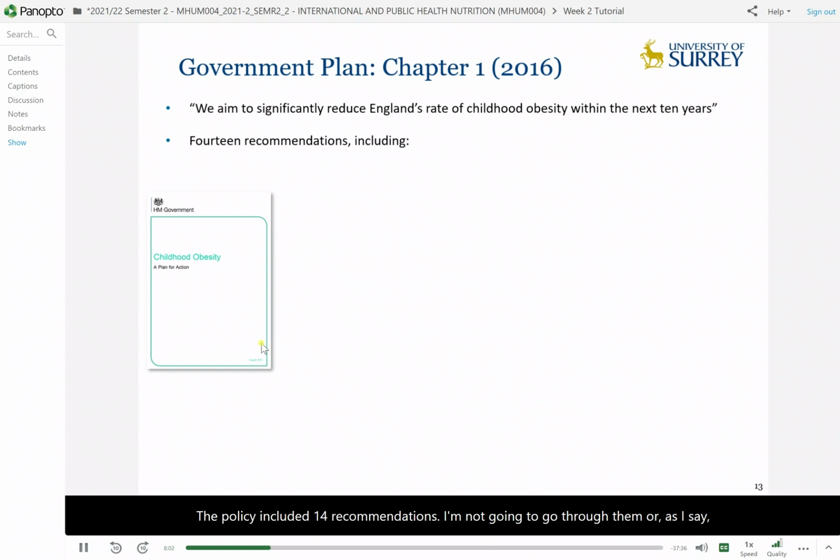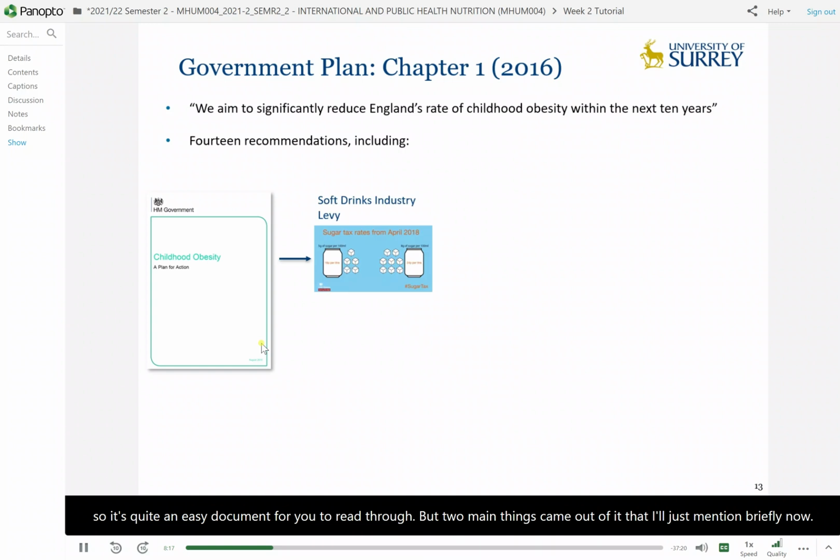The policy included 14 recommendations. I'm not going to go through them all. As I say, the link is there, and this is a relatively short document compared to other government policies and strategies, so it's quite an easy document for you to read through. But two main things came out of it that I'll just mention briefly now.